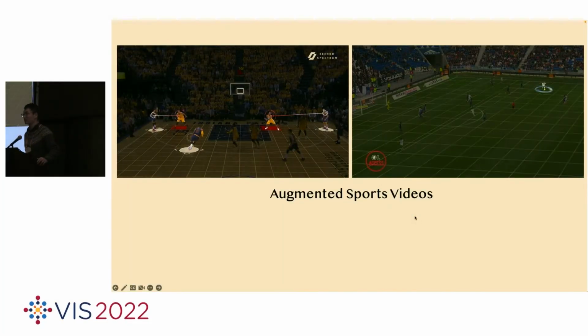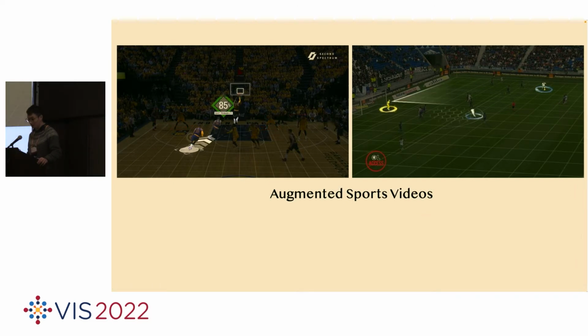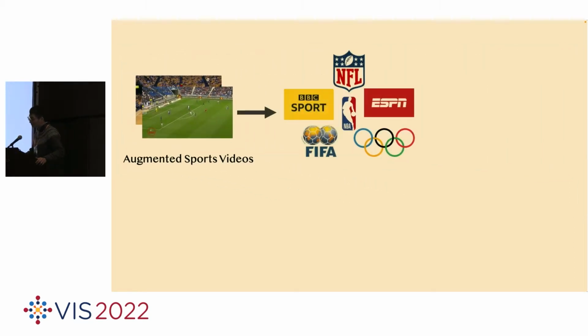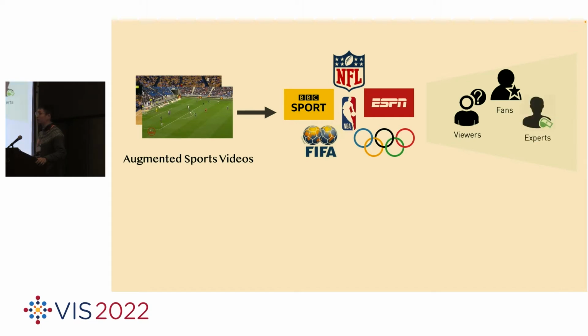Augmented sports videos combine visualizations and video effects to present data in videos. Because these videos explain complex insight in an engaging way, they have become increasingly popular in recent years. For example, TV companies and sports organizations use augmented sports videos to engage viewers, provide extra insights for fans, and help experts communicate analytical findings to billions of enthusiasts around the world.